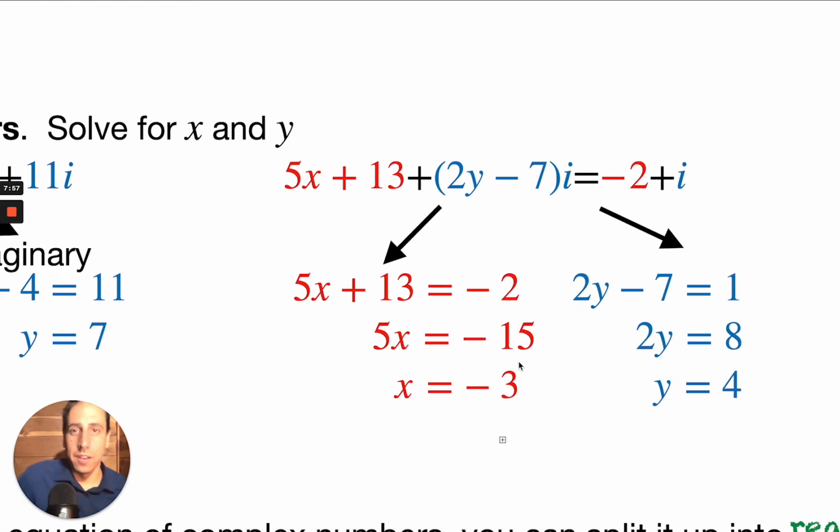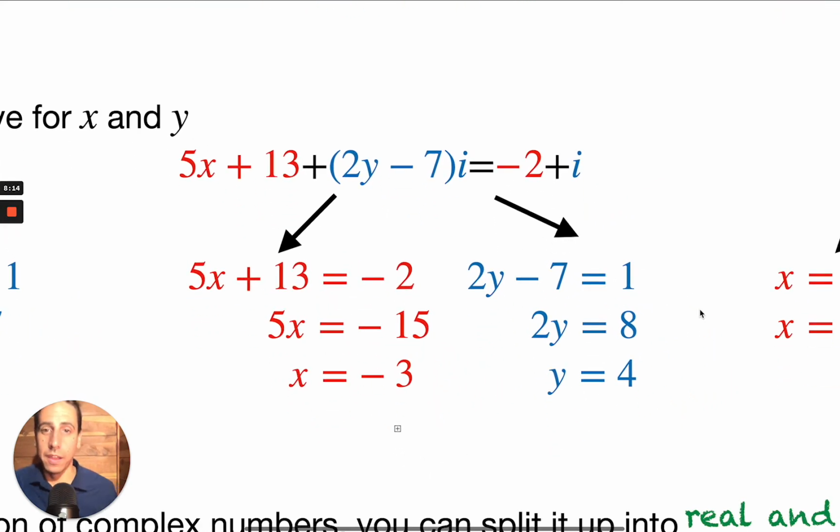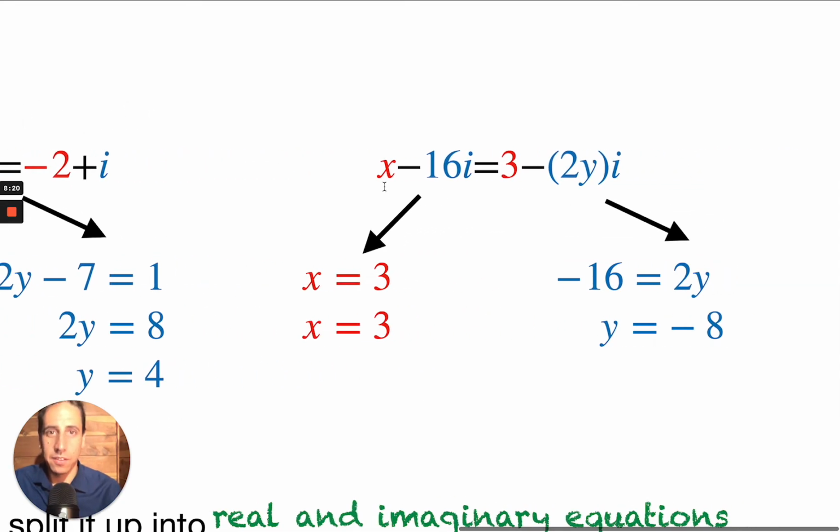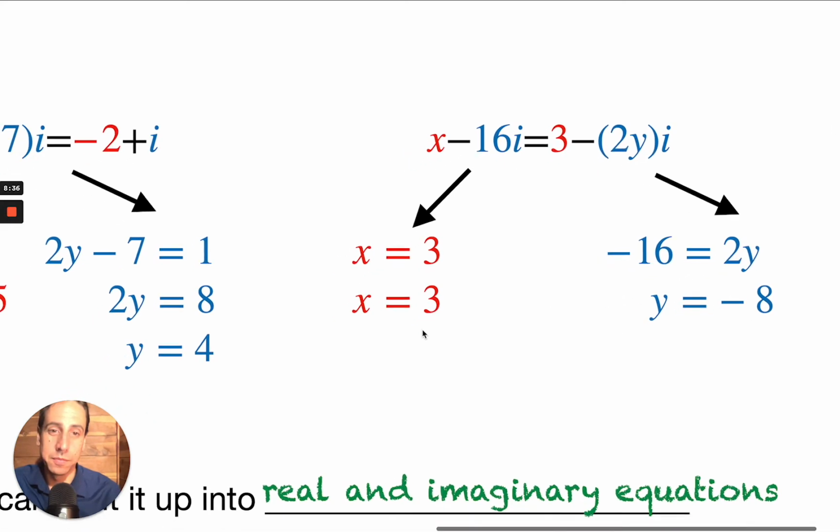Let's take another example of that. Here, we've got the real parts in red and the imaginary parts in blue. So 5x plus 13 is equal to -2 because these are all the real parts. They've got to equal the real parts over here. And the blue part has got to equal the blue part. Solve it like it's algebra 1. Here, x is the real part because there's no i. 3 is the real part, there's no i. But minus 16 and minus 2y, those are the imaginary parts. You can write it with no imaginary numbers and solve it like it's algebra 1.